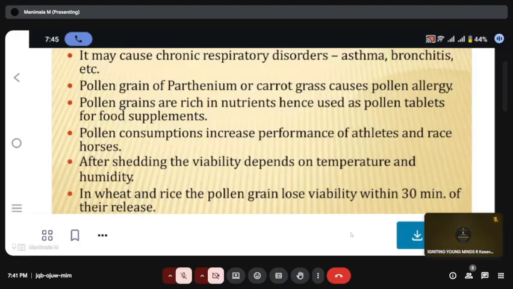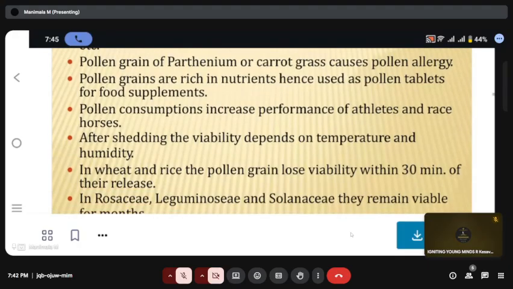After shedding, the viability depends on temperature and humidity. Based on the humidity and temperature, it may or may not be able to grow. Once the pollen grain falls on the stigma, if proper temperature and humidity are there, it can germinate. If not, it is not able to germinate. So that is the important thing here.